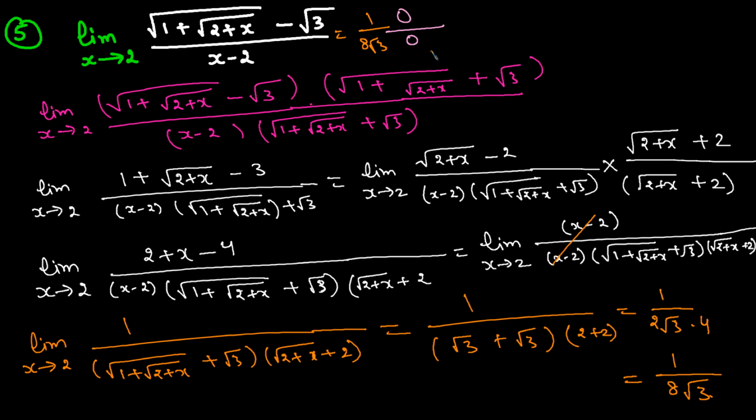Alright, so that's how you can find the limits of rational functions. You can see a square root in the numerator, in the denominator, or both. Just need to rationalize it accordingly.